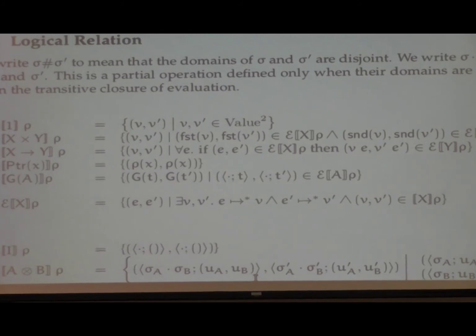Jeff's suggestion was an alternative definition for the unit type: we could just define it to be all values. So every value is related to every other value at the unit type. And this is actually a perfectly fine definition.